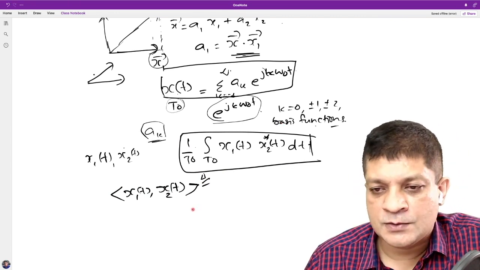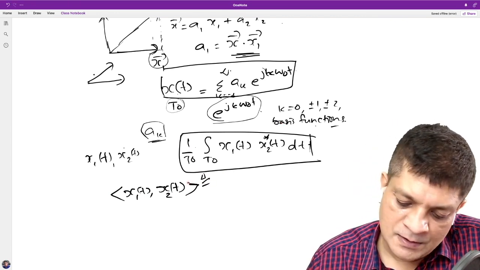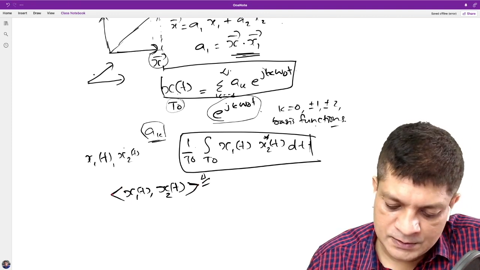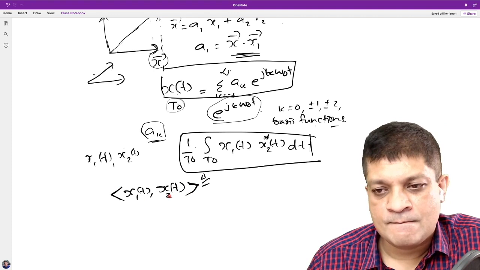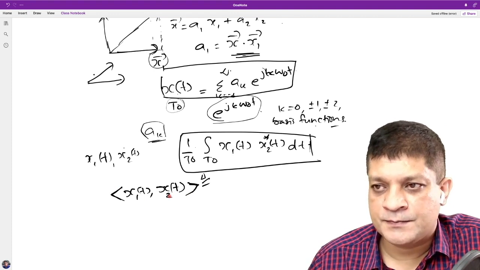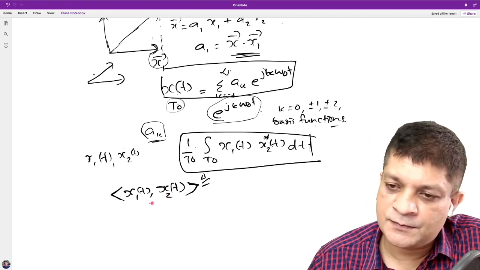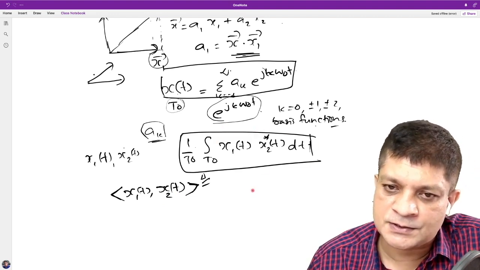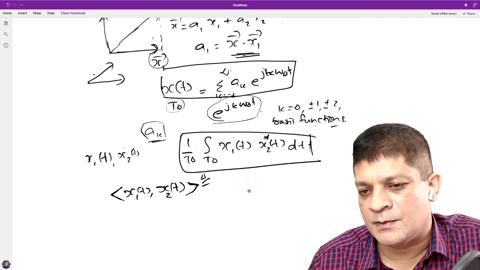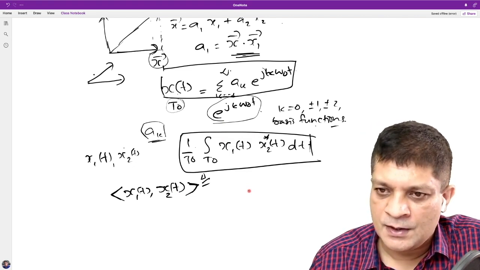Those who have studied linear algebra are familiar with this notation. What is it called? Inner product. That is the notation used for the inner product, and in fact this is an inner product in the function space. Anyway, we are not going into the details of that.